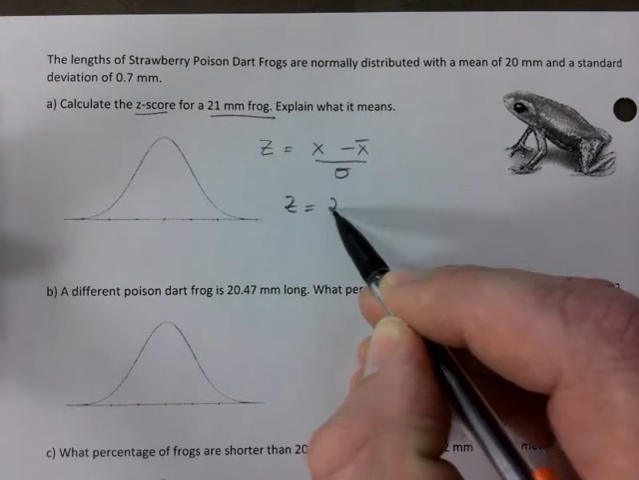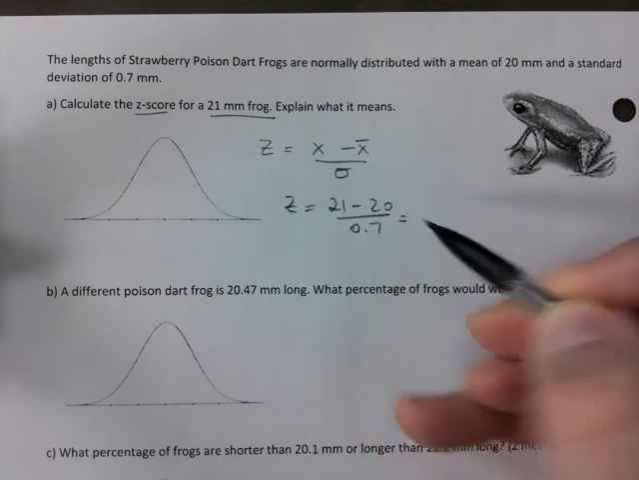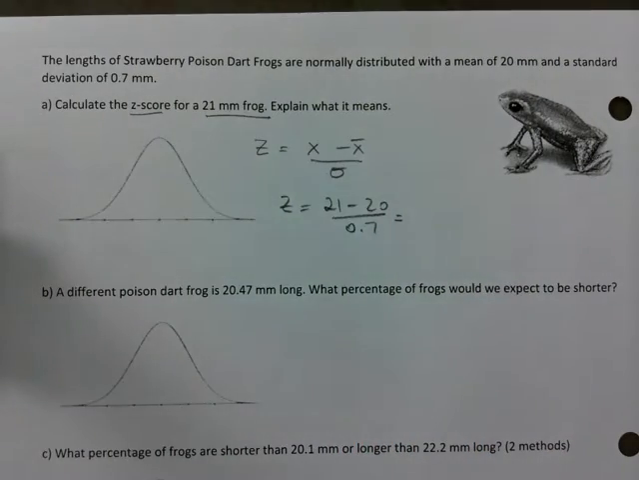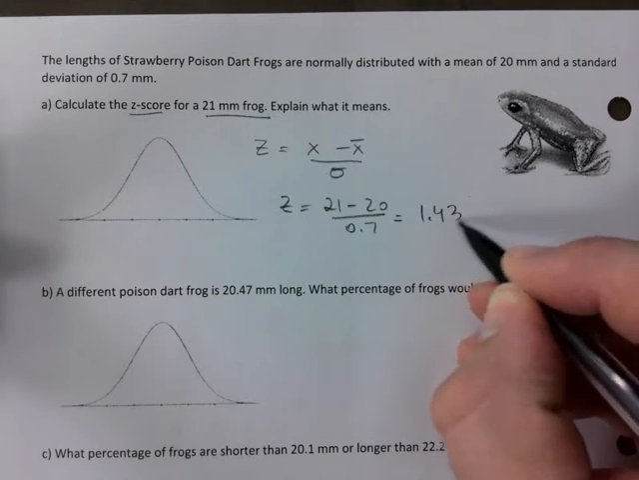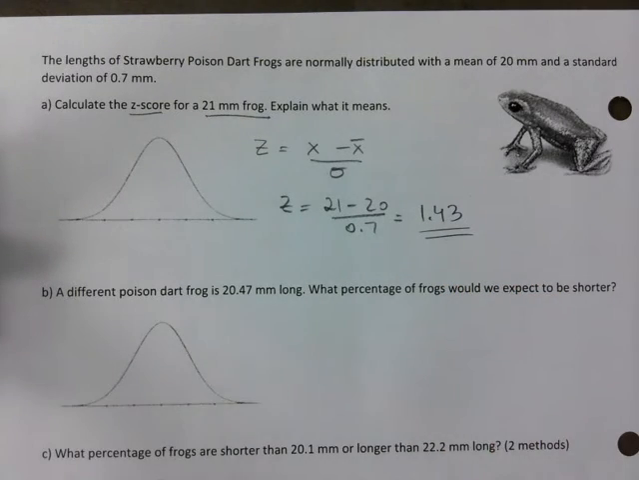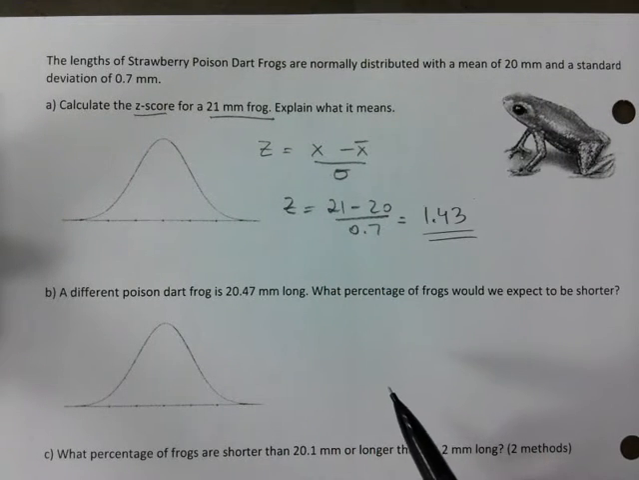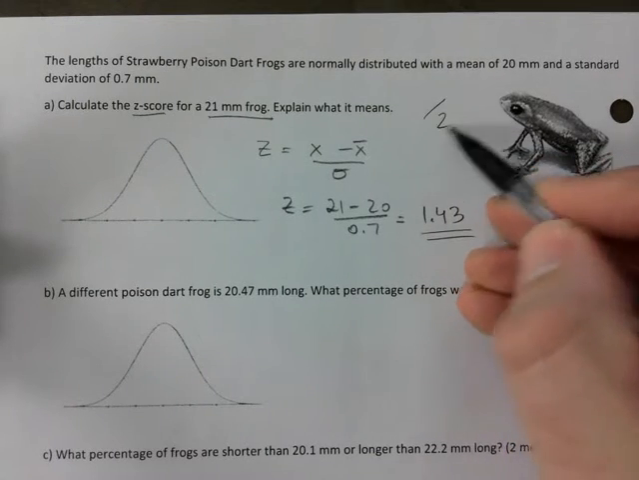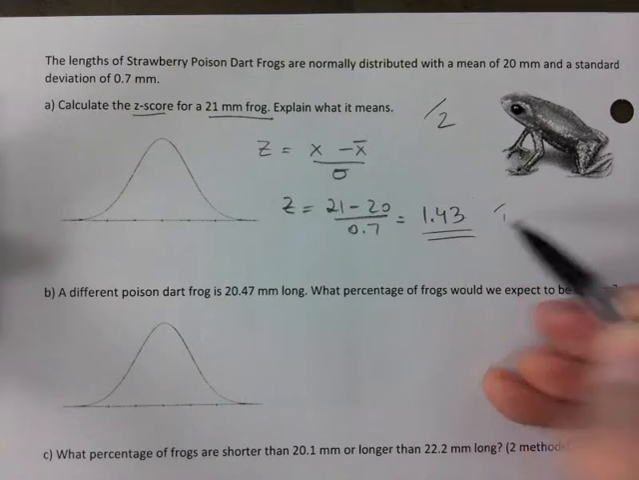So it's 21 minus 20 divided by 0.7. And that, I'm pretty sure I got that right. It's 1.43 positive, right? There are no units. That's all it is, right? What does that explain? What it means? So a question like this will be worth 2. You get 1 mark for that.